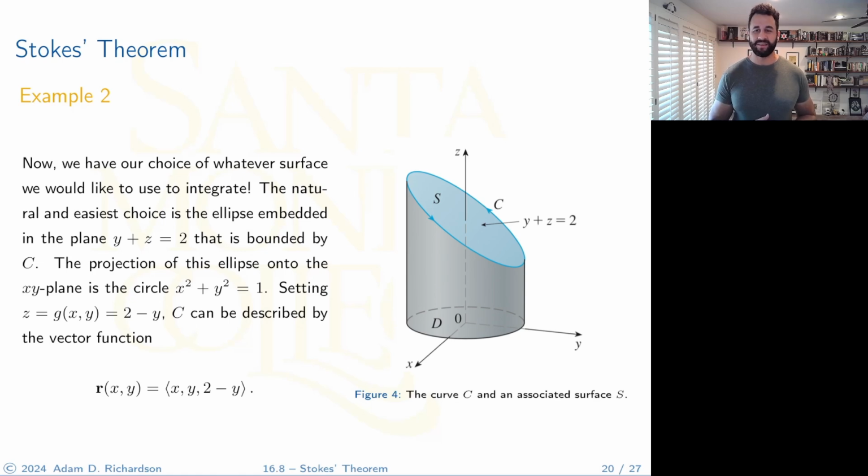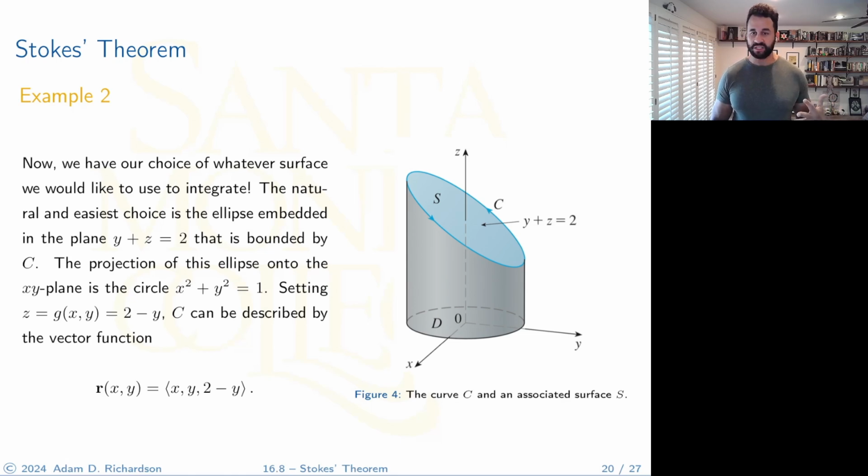Even if you think of soap bubbles, right? Think about what soap would do. What would soap do here? Soap would snap into that flat surface right there. So let's just use that as the surface. The ellipse is embedded in this plane and it's bounded by C, like I was just saying. We can project this ellipse onto the XY plane and we're just going to get a circle. Good old unit circle, radius 1, centered at 0.